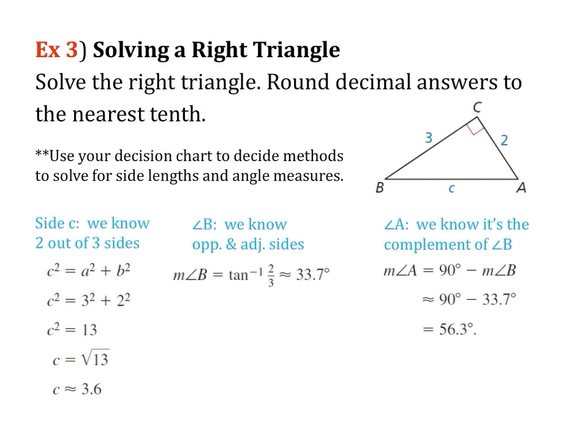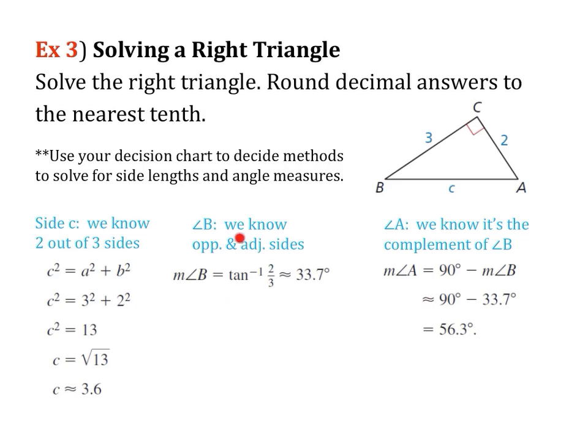Now the remaining acute angle is the complement of angle B. So all I have to do here to get angle A is subtract what I figured out for angle B from 90, since they're complementary, and that gets me the measure of angle A, which in this case would be 56.3 degrees.